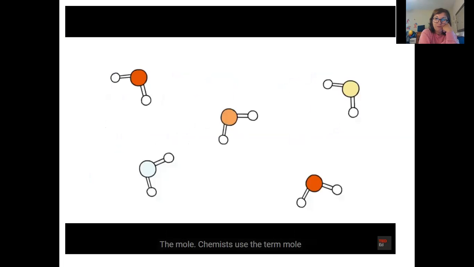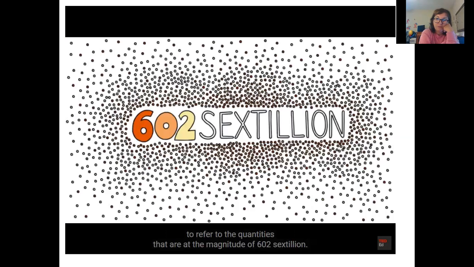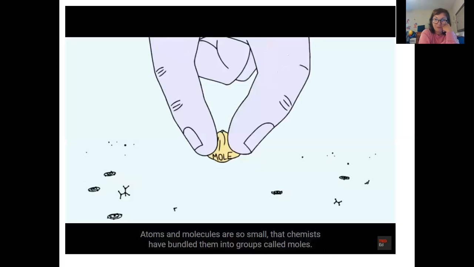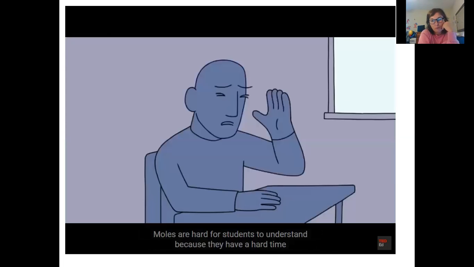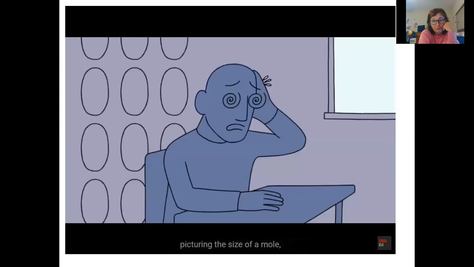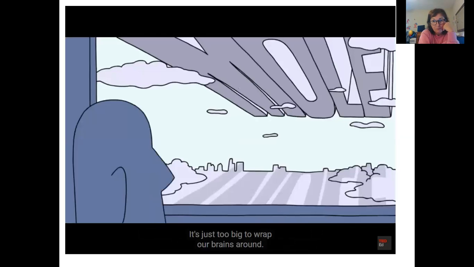Chemists use the term mole to refer to the quantities that are at the magnitude of 602 sextillion. This is known as a molar quantity. Atoms and molecules are so small that chemists have bundled them into groups called moles. Moles are hard for students to understand because they have a hard time picturing the size of a mole, or a 602 sextillion. It's just too big to wrap our brains around.